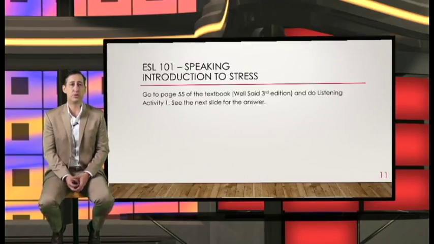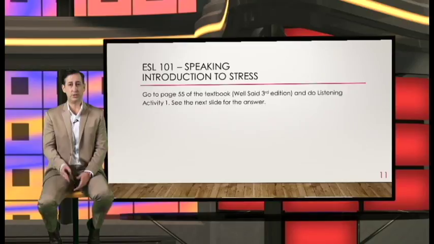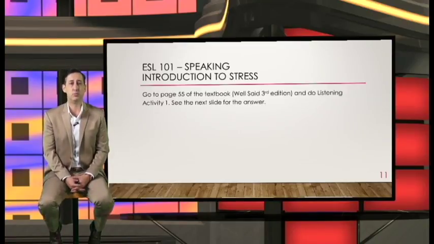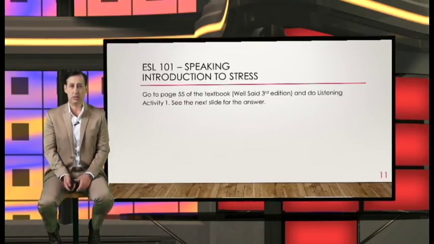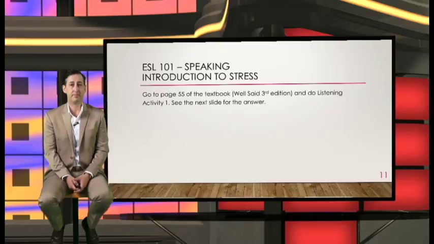All right, so I want you to go to page 55 of your textbook, and you're going to do listening activity 1. Now, your textbook is Well Said, the 3rd edition. Don't buy the 1st or 2nd. Get the 3rd edition, all right? And look at that activity, and then we're going to look at the next slide to give you some clues about that, all right, on how to do it and how to understand it.